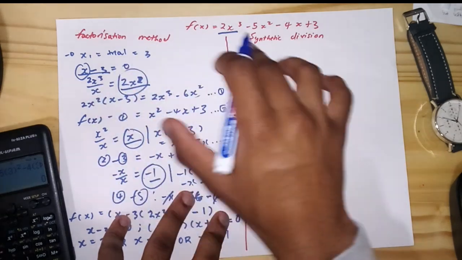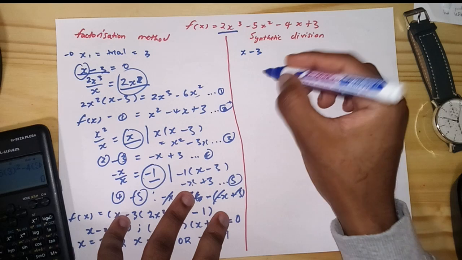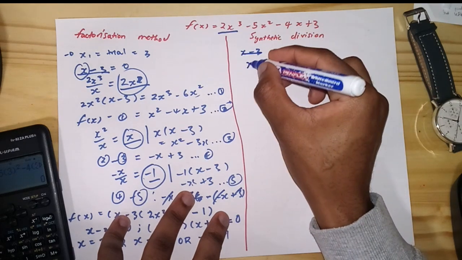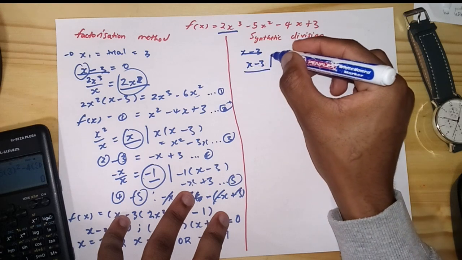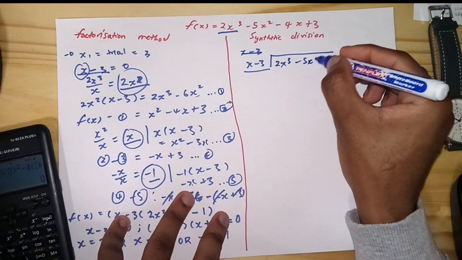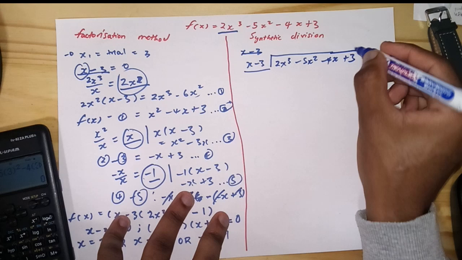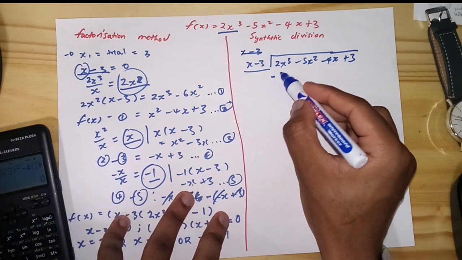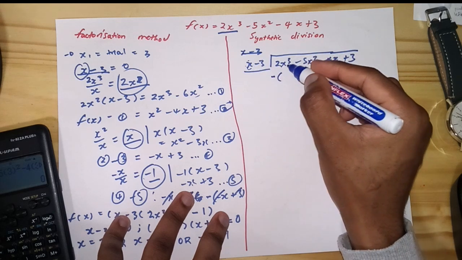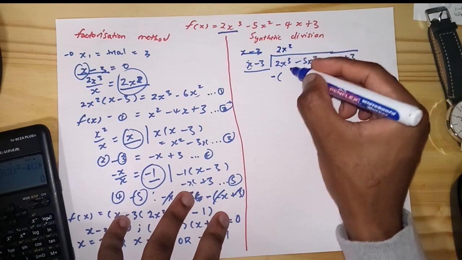The first thing you do between these two is to find a trial root, and this is what you would find. Then after that, let's say I write this a bit downwards: 2x cubed minus 5x squared minus 4x plus 3. Then you say minus. You take the first term of this one and divide it with the first term of the expression, and you get 2x squared.